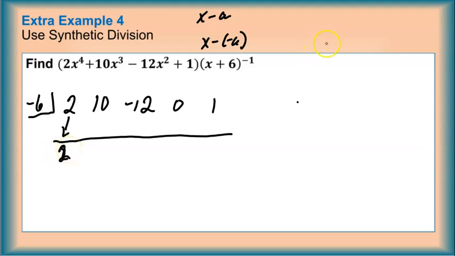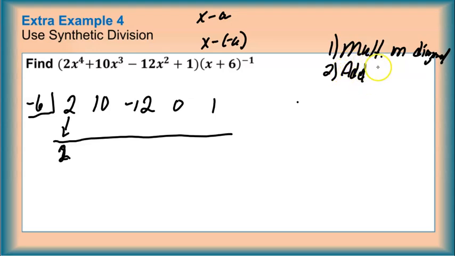So we're going to multiply on the diagonal, and then add straight down. So -6 times 2 is -12. Add straight down. -6 times -2 is 12. Add straight down. -6 times 0 is 0. Add straight down. -6 times 0 is 0. Add straight down, and I get 1 here.